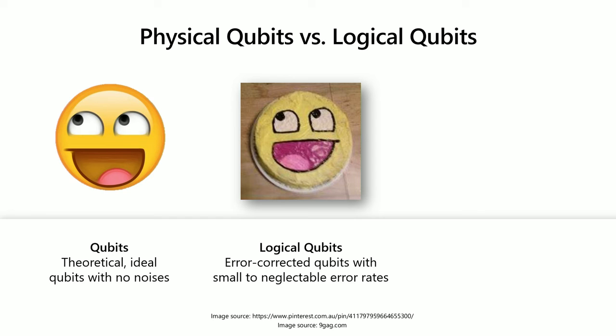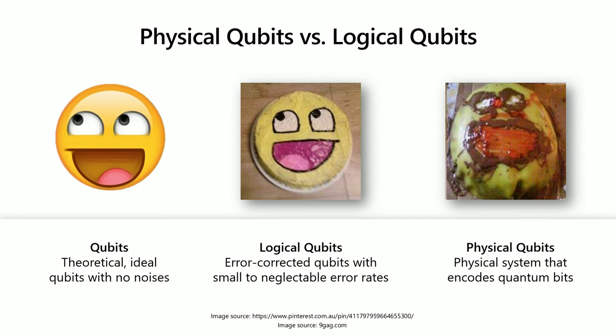Now, logical qubits, though, there's no such thing as a very low error rate qubit physically that we can use. The real qubits look like this. These are physical qubits that we've got in the real world today. So what is a real qubit? What is a physical qubit then?